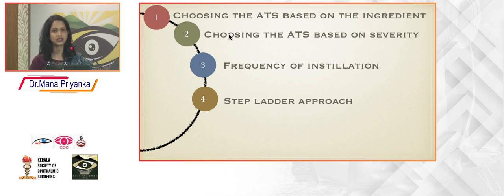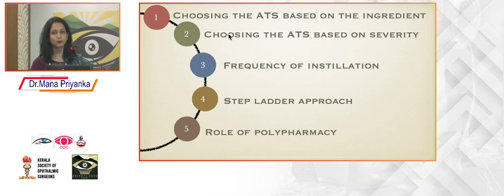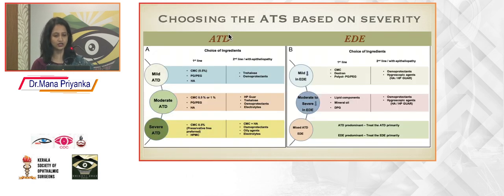Whereas in more severe cases, start with the maximum therapy so that you control the symptoms immediately and treat the ocular surface. And then it can be stepped down based on how the patient is and once the ideal point is reached. Role of polypharmacy: we know that a lot of ingredients are there. By mixing and matching them, we can get the best result and give the best comfort to the patient. Follow-up is very important in all the patients, because if any ATS is not working, we can switch to the second line or add on a drug again for the patient comfort.